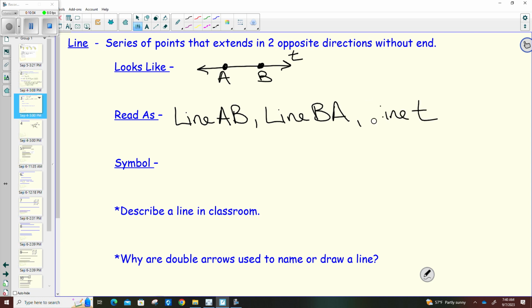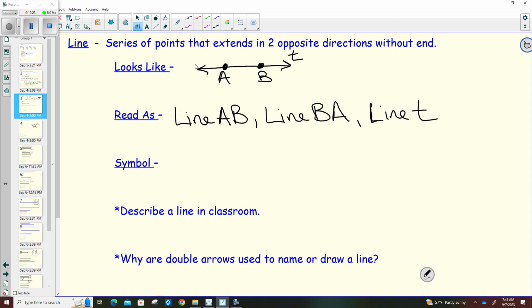Or line T. Just so I explain my writing, I will always do the T with the tail and a cross on it so that you can tell it's a T, not a plus. So I always do that one with the extra little curve on it. Good?